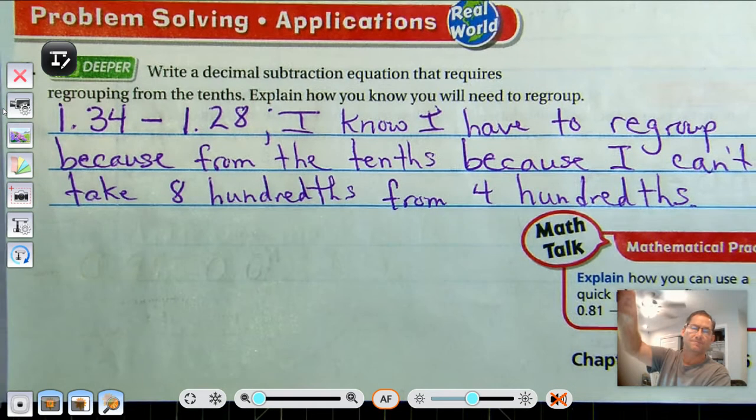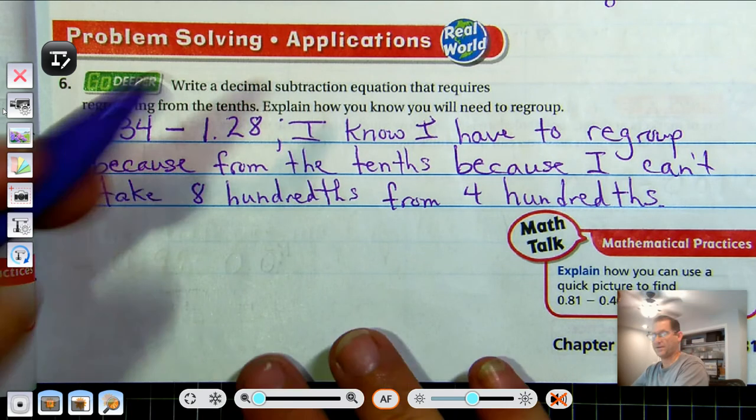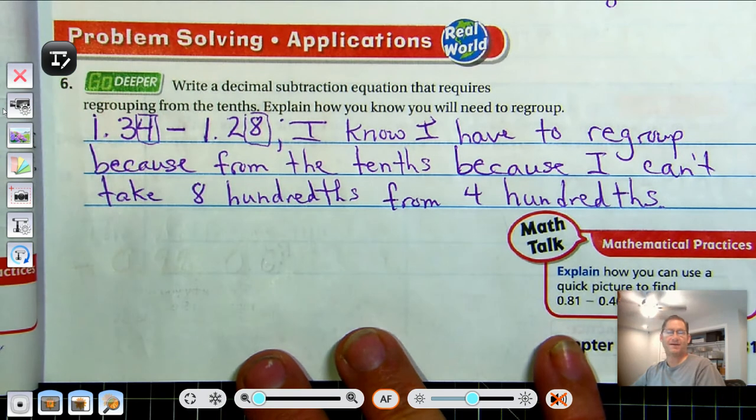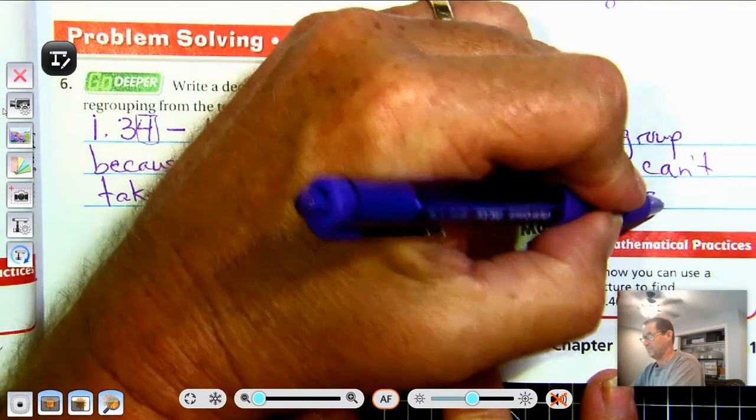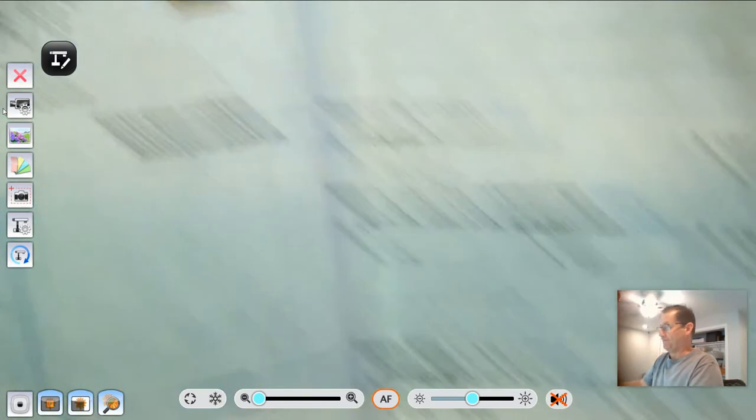So again, 1 and 34/100ths take away 1 and 28/100ths. I know I have to regroup from the tenths because I can't take 8/100ths from 4/100ths. So I need to take 1 of the tenths. All right. Number 7.